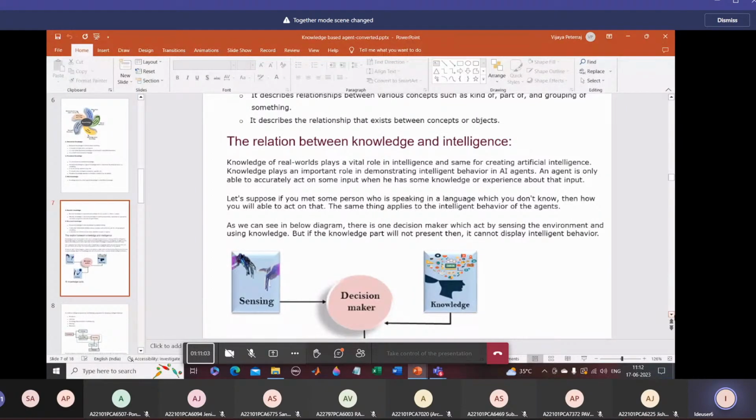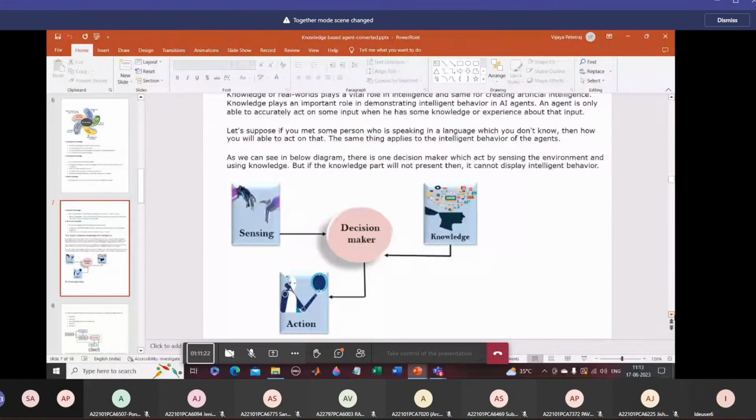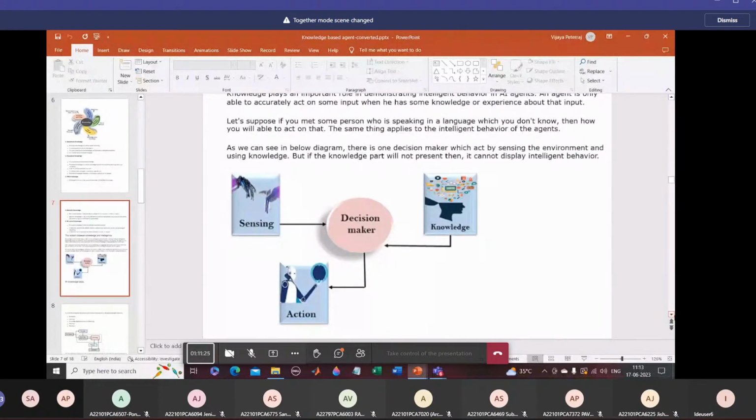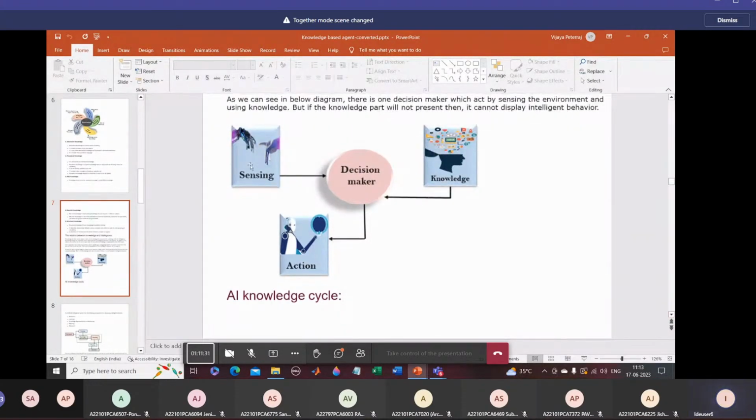If you met some person who is speaking in a language which you don't know, then how will you be able to act upon it? This is how we have intelligent behavior. So when you want a system to do something, you should inform or command the system in the language which it knows. Decision making here acts by sensing the environment and using the knowledge. It senses the environment, takes the knowledge, and based on it makes a decision, and then based on the decision performs the action. This is your AI knowledge cycle.